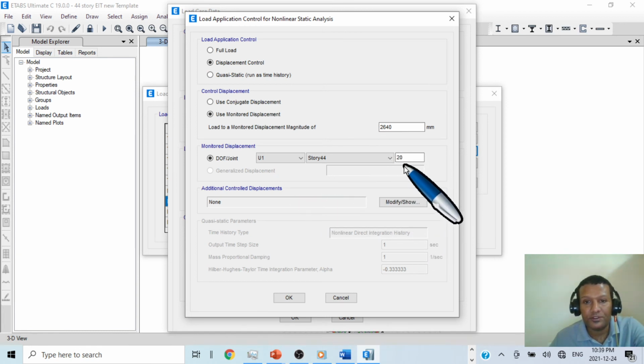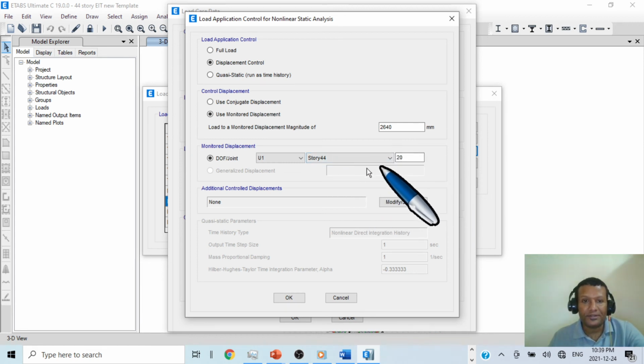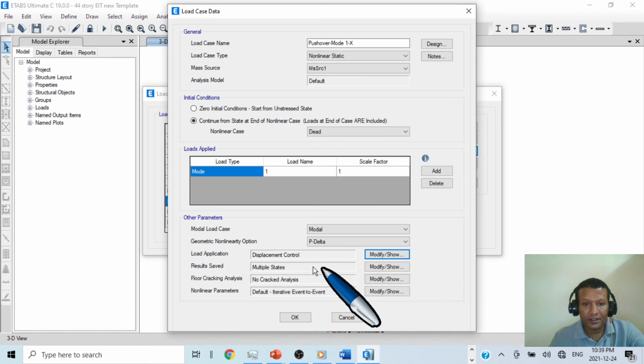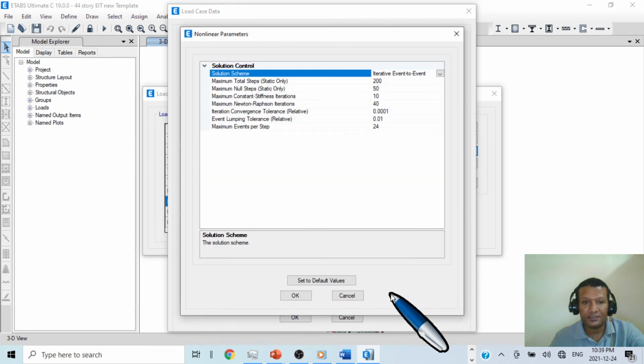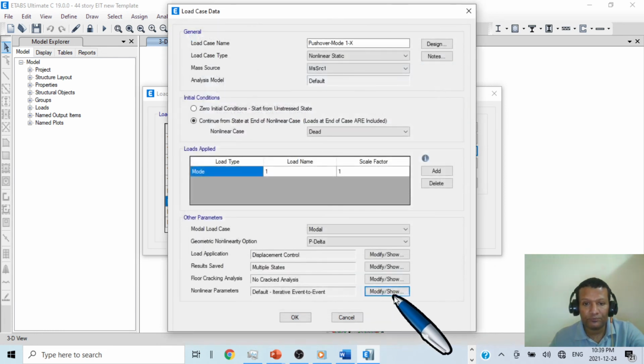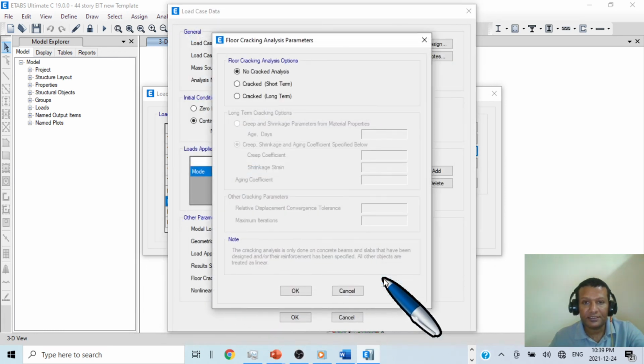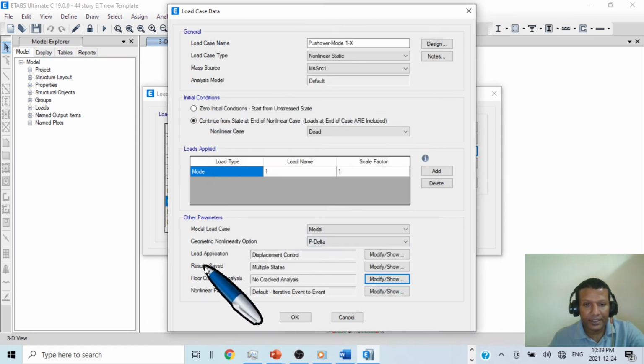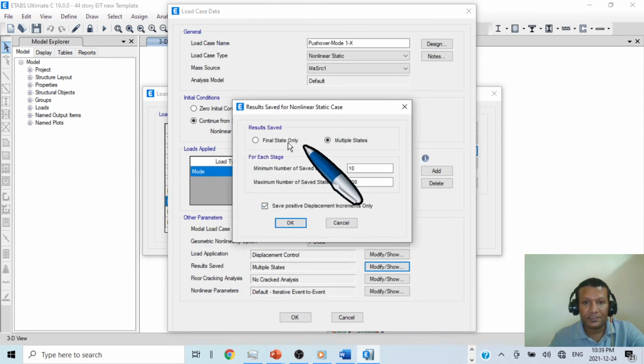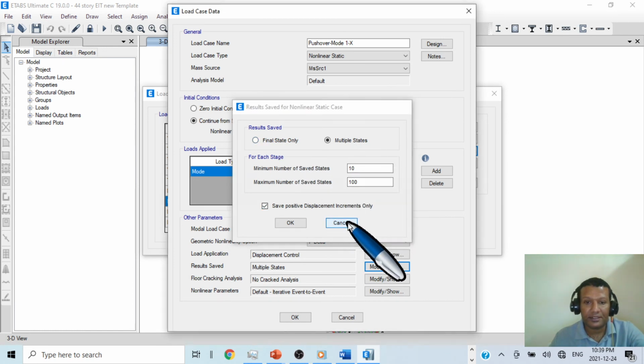building, and the monitored story is story 44, and this is joint 20, that's where we applied it. And floor crack, and this result saved, nonlinear parameters, everything you can go and see. This is nonlinear parameter, iteration, solution, maximum steps, we have to use maximum null steps, maximum stiff iterations. These are very important, but you can use the default also. Crack analysis, again results saved. This is also multi steps like that.